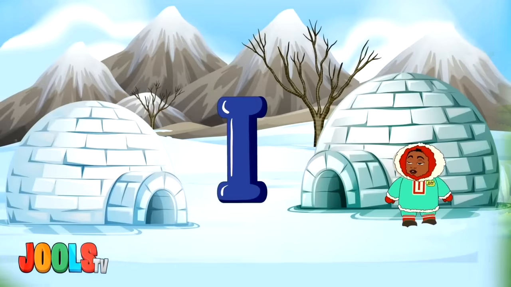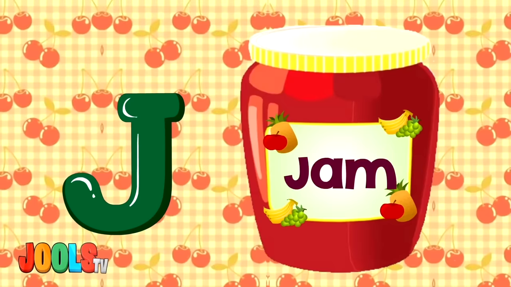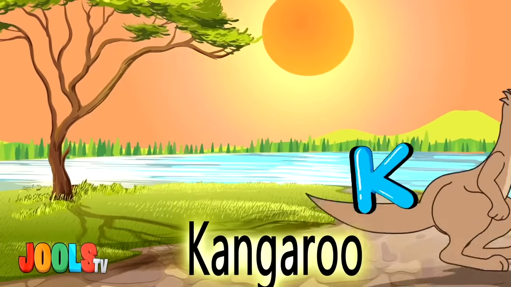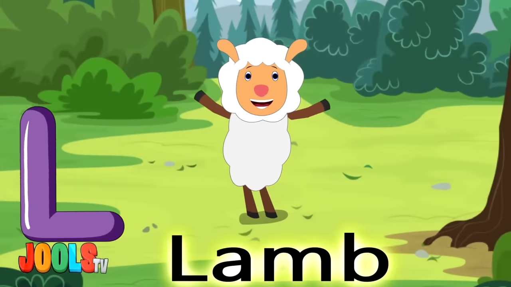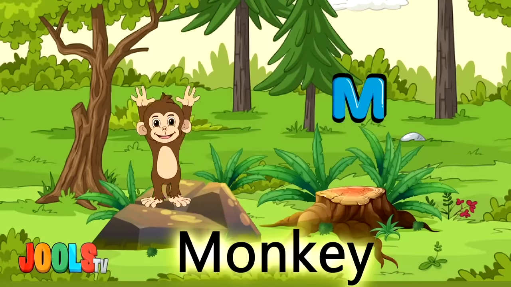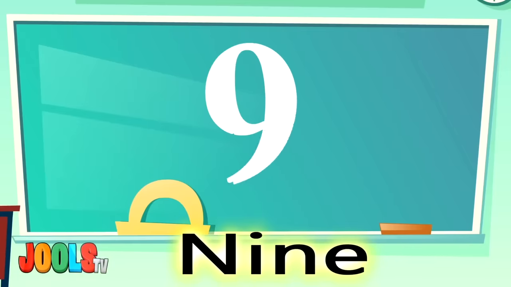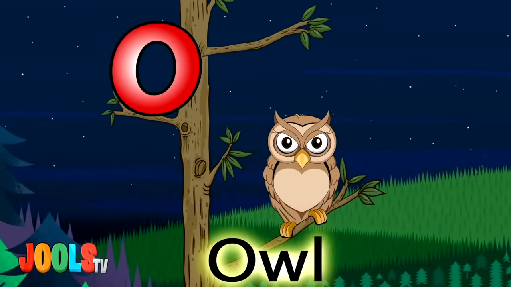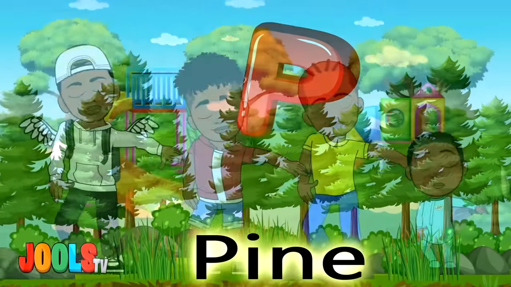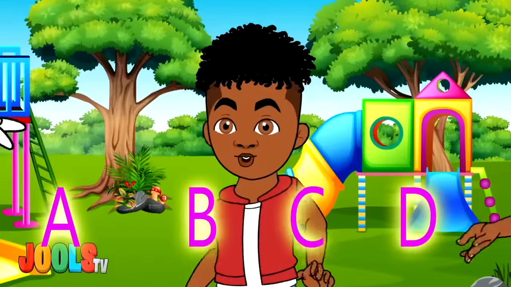I is for igloo. Igloo. J is for jam. Jam. K is for kangaroo. Kangaroo. L is for lamb. Lamb. M is for monkey. Monkey. And N is for nine. Nine. O is for owl. Owl. And P is for pine. Pine. Learning all our ABCs.